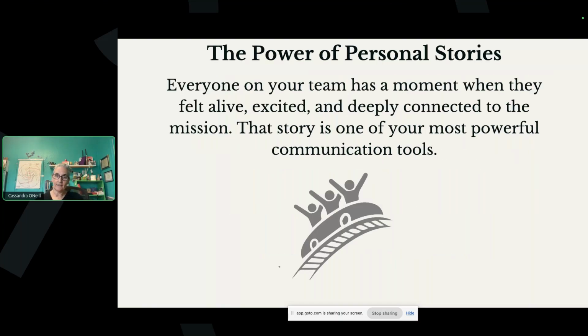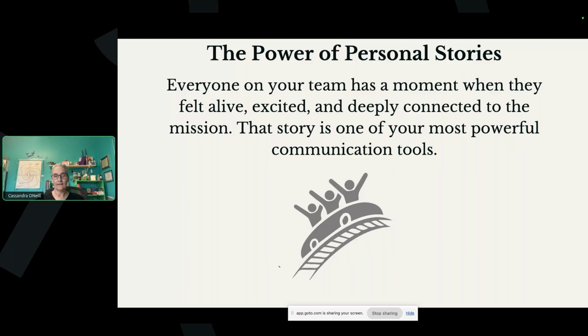Okay, another thing that is really a potential resource for all organizations is the power of personal stories. So there's 2 levels to this. It's the stories of the people that are working in the organization, your staff, your board members, your volunteers, and often these stories are about their interaction with the people that your organization serves. And so here's one way to look at getting a prompt for those stories. When is a time that you felt alive, excited, and deeply connected to the mission?